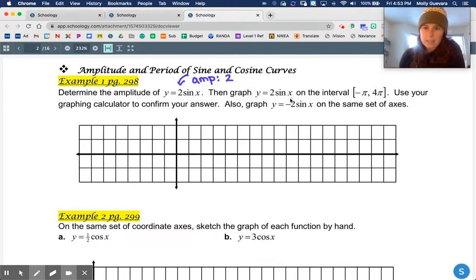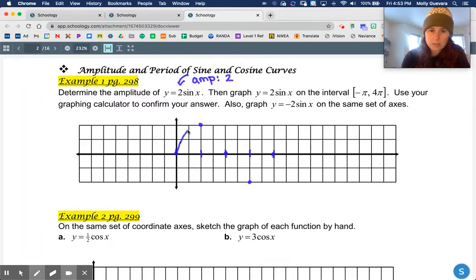Then graph y equals 2 sine of x on the interval negative pi to 4 pi. Okay, so I'm going to start with my parent graph. And it's sine. So sine starts at 0. Now normally it would go up to 1, right? But in this case, we're going up to 2 because my amplitude is now 2. Then 0, then negative 2, then 0.